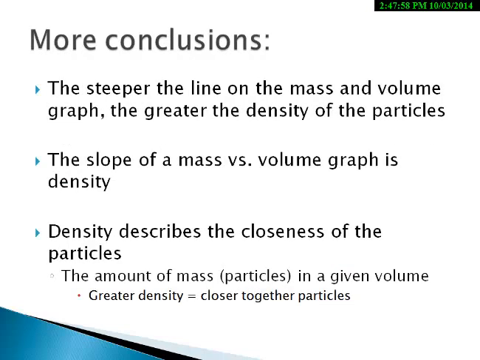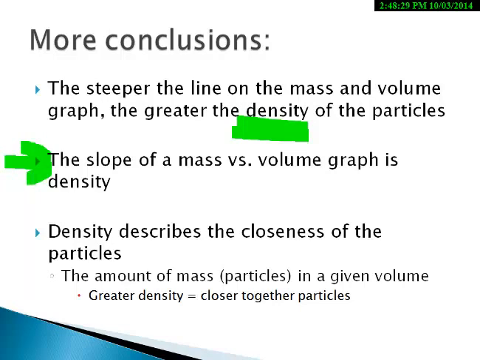We said the steeper the line on the mass and volume graph, the greater the density. So when we're talking about how close the particles are packed together, we're talking about density. And we said you could find density by looking at the slope or the steepness. Think about running up a hill. We said density describes the closeness of the particles. Okay, so how tightly packed they are. And that is the amount of mass or the amount of particles in a given volume. The greater the density, the closer together the particles are.